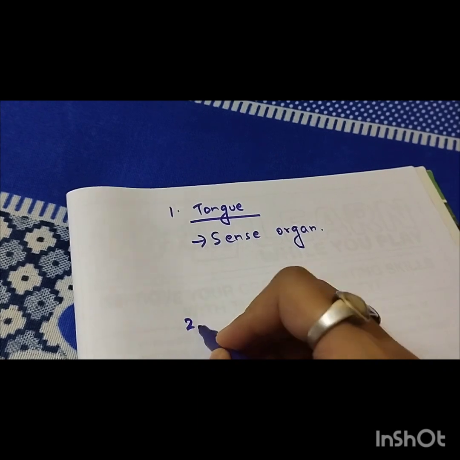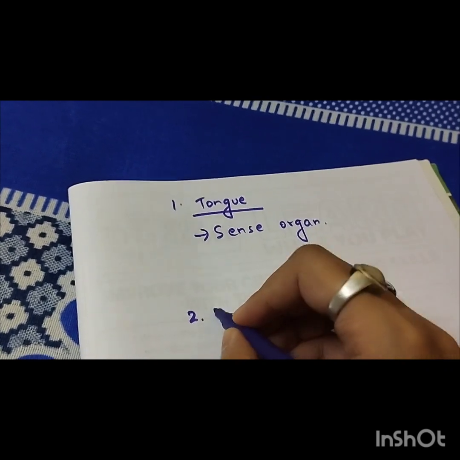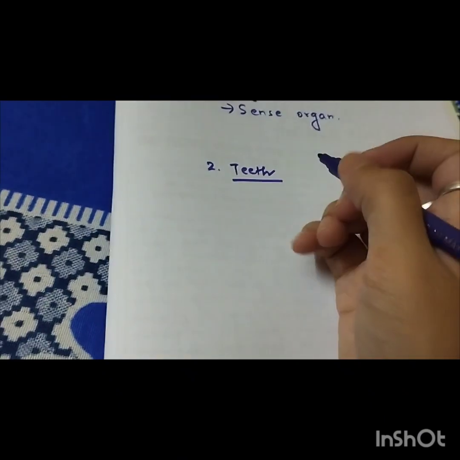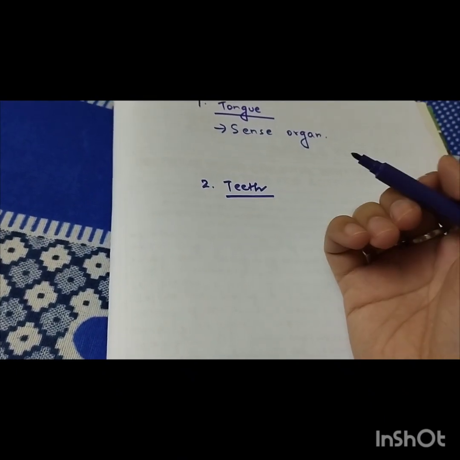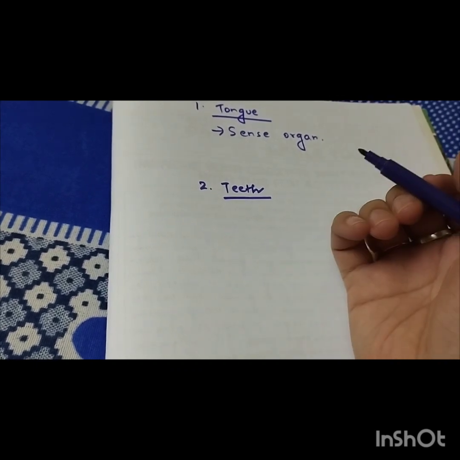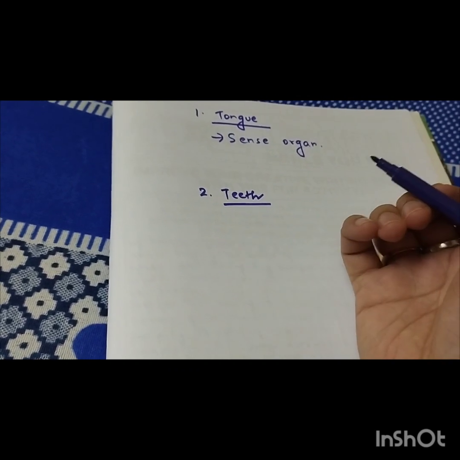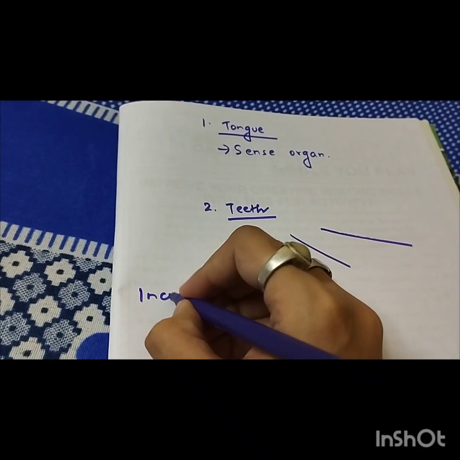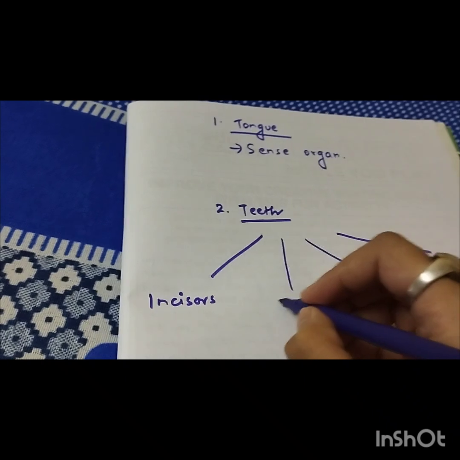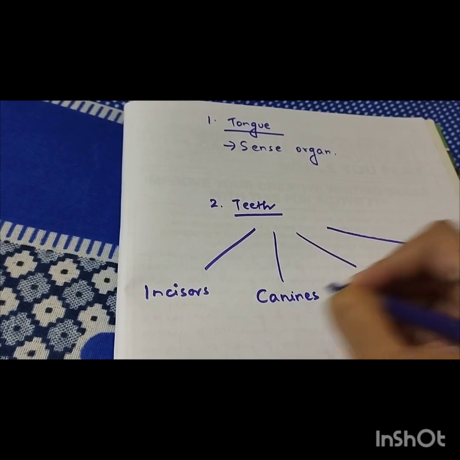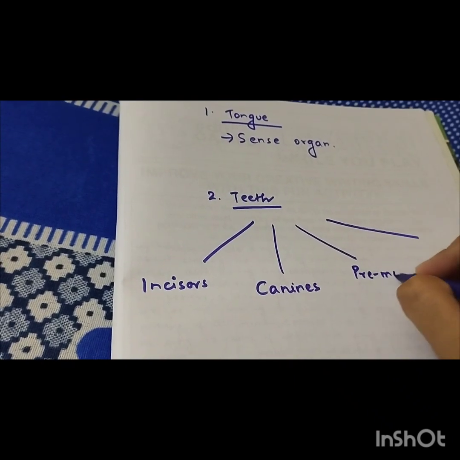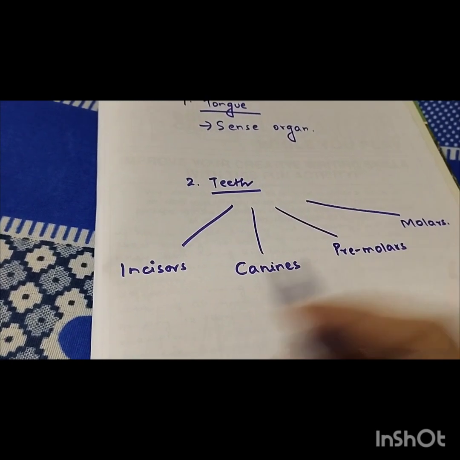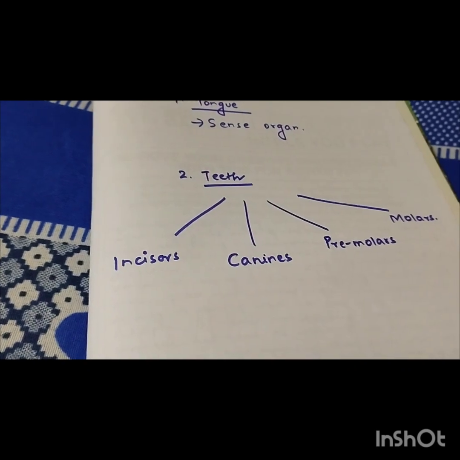Now, before the tongue, we'll deal with the teeth. Then it will be easier for you to understand the tongue. So, why do we have teeth? When we take some food into our mouth, teeth help in biting, chewing, mixing and grinding of the food. According to this, we have four types of teeth. First one is incisors. Second one, canines. Third one, premolars. And fourth one, molars.